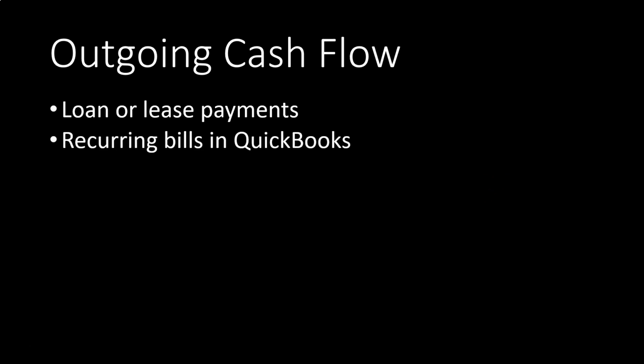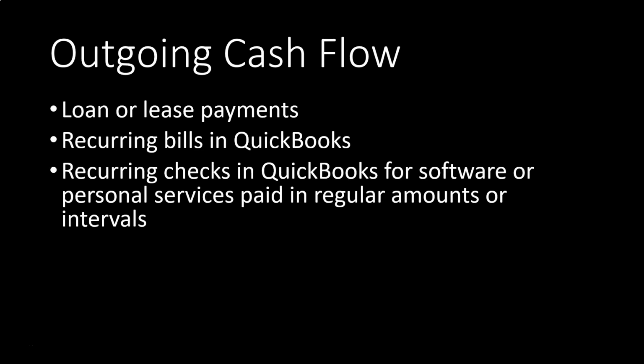And obviously the rule here would be these are payments that we expect to be happening on a regular basis, and at least have the time or amount be the same, and typically both of those things be the same. So we might have reoccurring bills within QuickBooks that we can enter, reoccurring checks in QuickBooks for software or personal services paid on regular amounts or intervals. So like anything that we're paying on a regular amount, like the rent, or say software payments that we pay on a monthly basis for the software usage that we need. We could have insurance payments and whatnot.